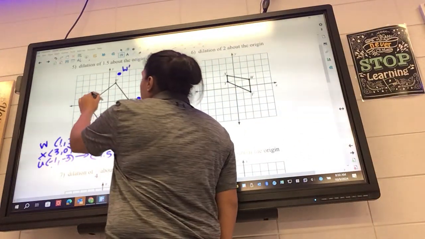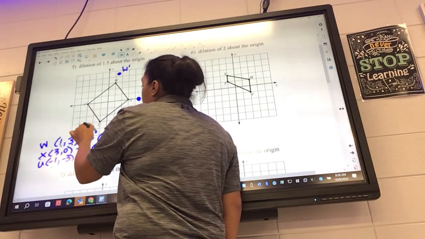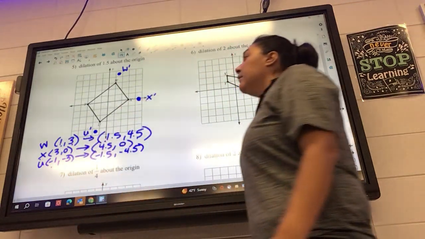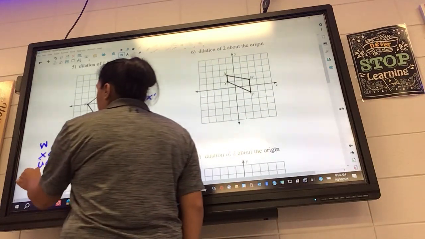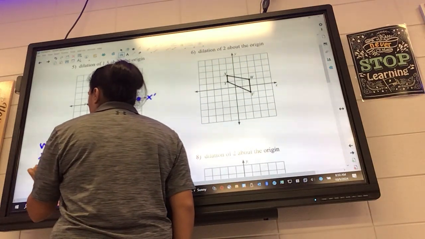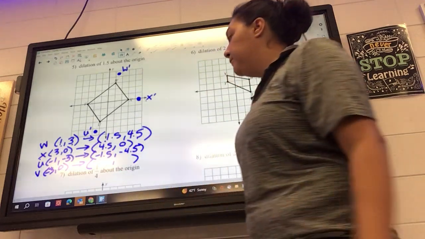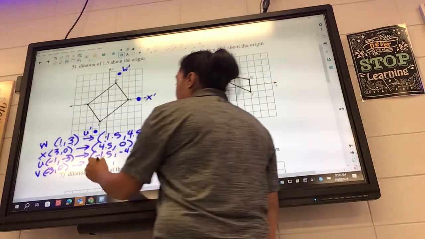Okay, so -1.5, so this is 1, 1.5, and then down to 4.5. So it's going to be somewhere here. And then lastly, the V is going to be -3, 0. And so what should that coordinate be? -4.5, comma 0.